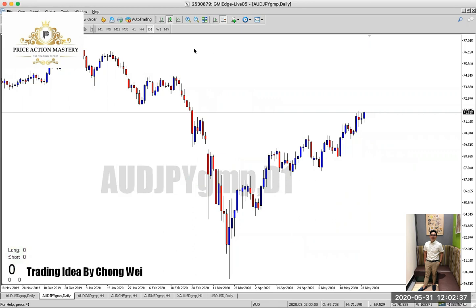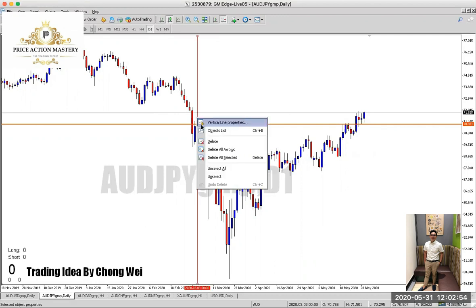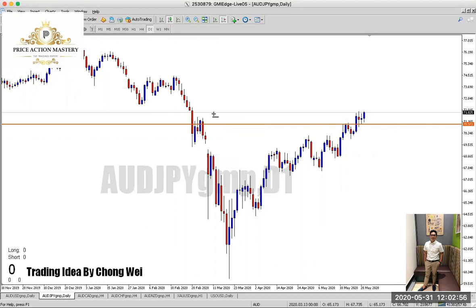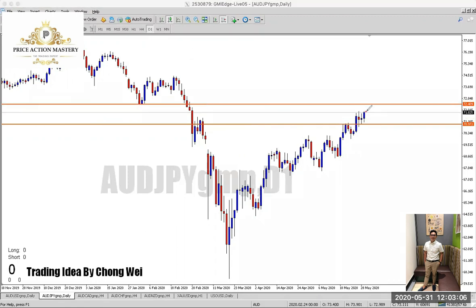Next will be Aussie yen. Let's check on Aussie yen. Yes, we can go for buy. The level will be placed here. There's still room for the market to reach this level. So I'll be expecting the market to pull back and then I go for buy until this level. Follow the trend. It's this simple.